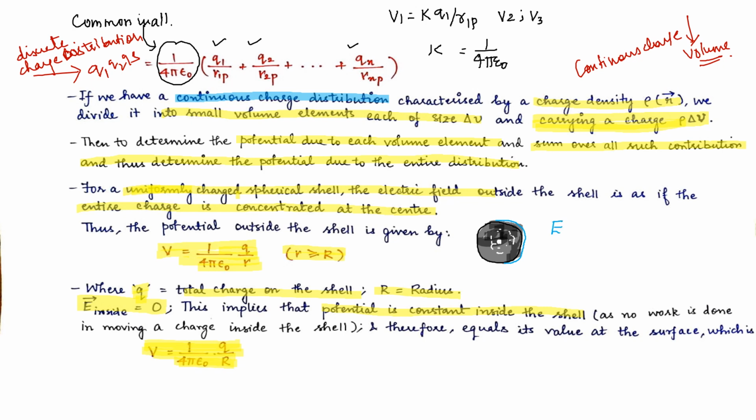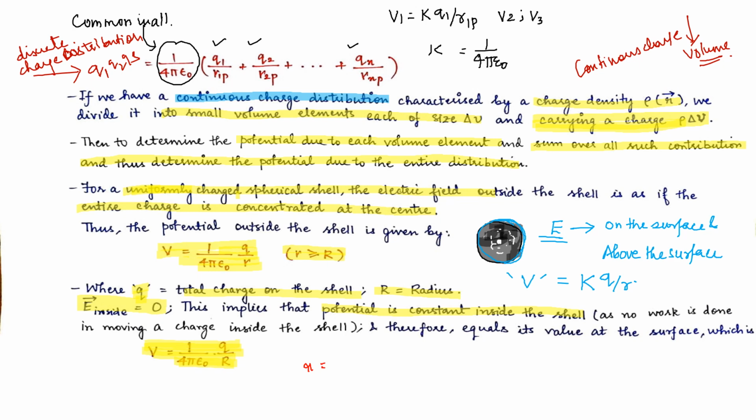Due to this centric charge, the electric field is determined on the surface and above the surface. As there is an electric field on the surface and above the surface, there is a change in the voltage, and that change in the voltage can be seen as kQ upon r, as small r is the distance from the center to the point where we aim to find the potential.